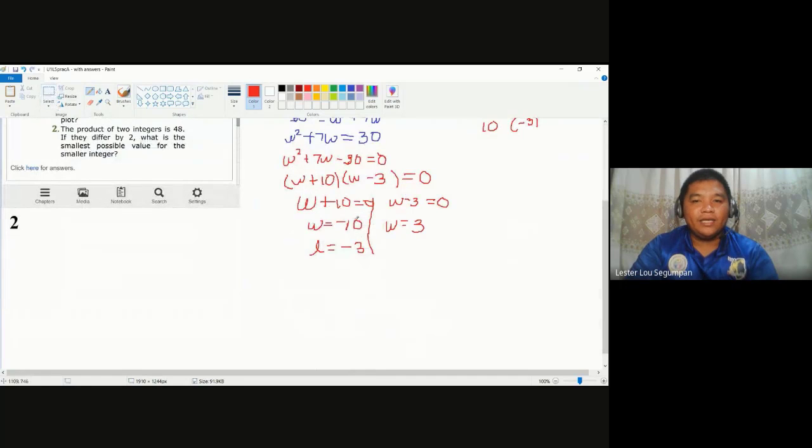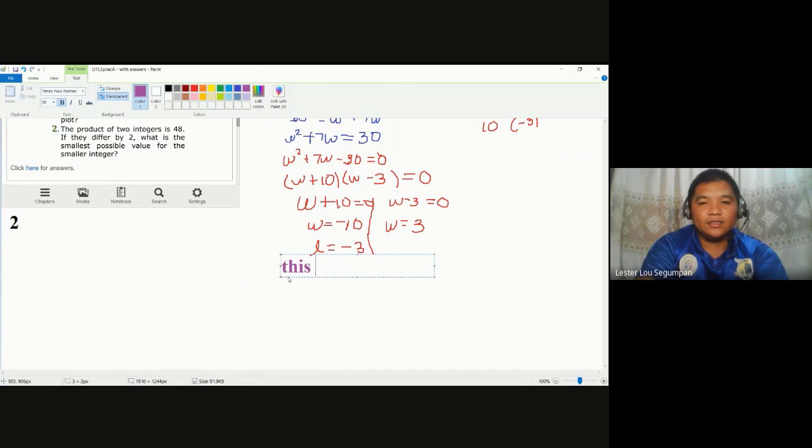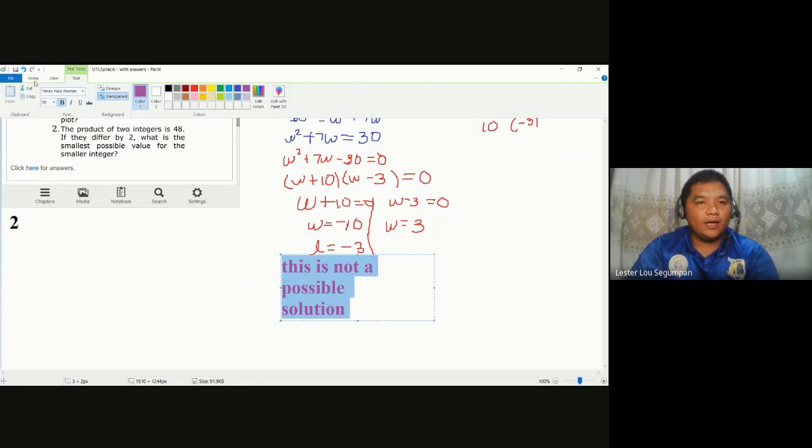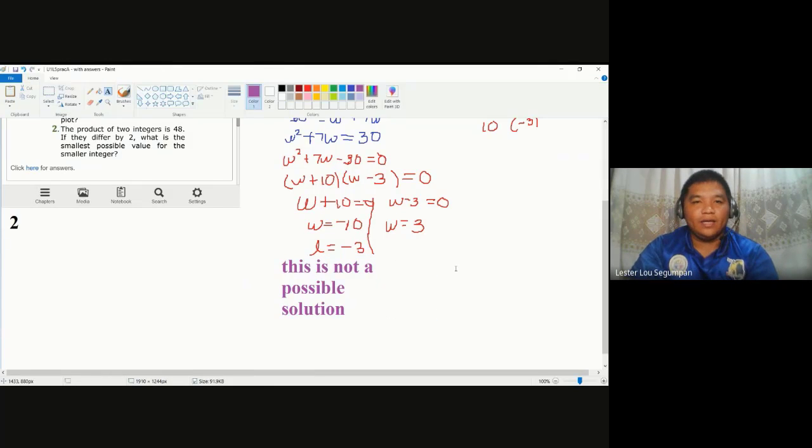So my point here is that W equal to negative 10 is not a possible solution. So that is for the value of W, which is negative 10. In short, we will not accept it. What we will accept is 3.